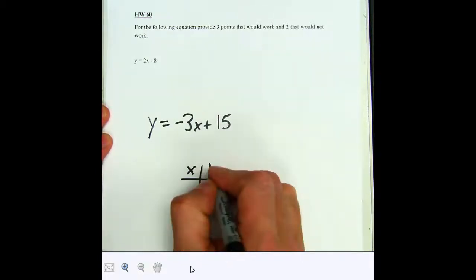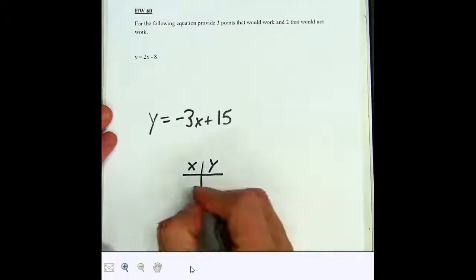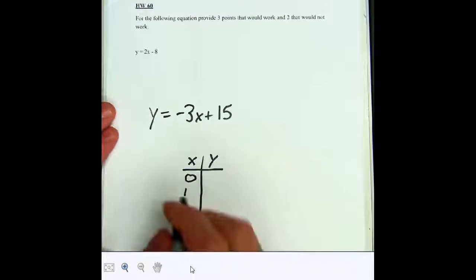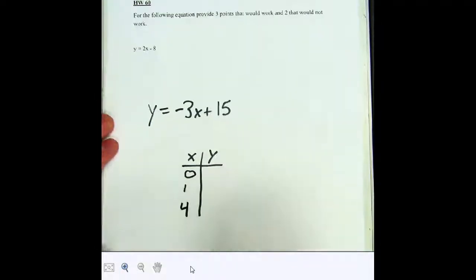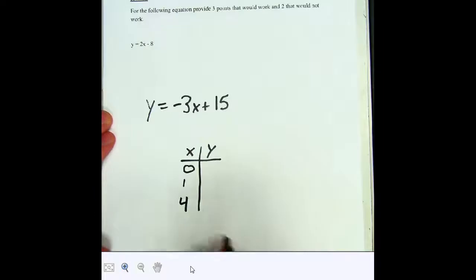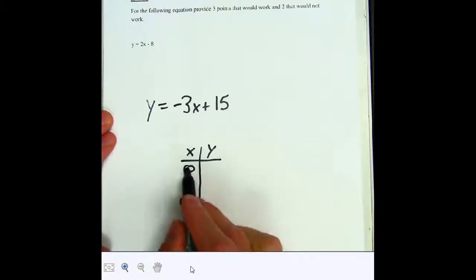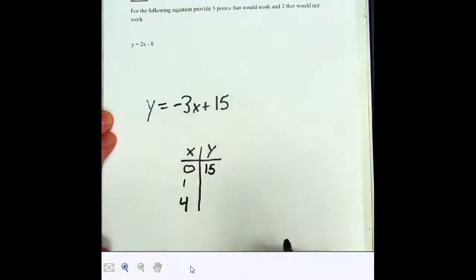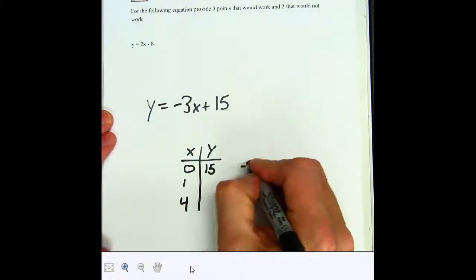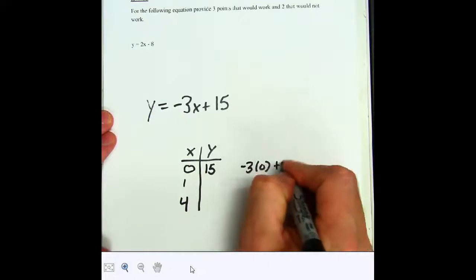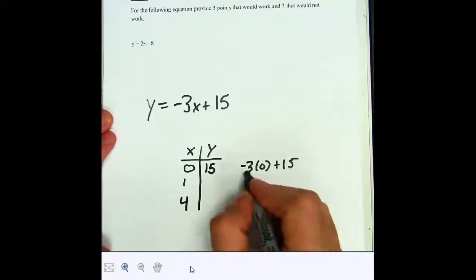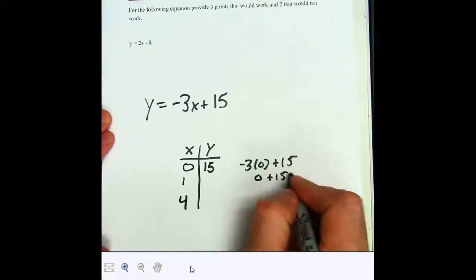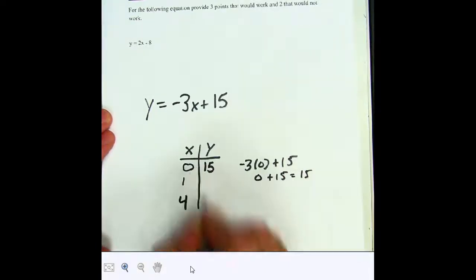All you first need to do is establish what your x's are. Of course, the easier one is 0, 1, and then you could go 2. I'm going to do a random one and do 4. All right? You can even do negative numbers. Now, when x is 0, that's our y-intercept. We know it's in slope-intercept form. It's 15. But the other way you can do that is you plug it in. So it's negative 3 times 0 plus 15. What's negative 3 times 0 is 0. 0 plus 15 equals 15. So that's how I get it.